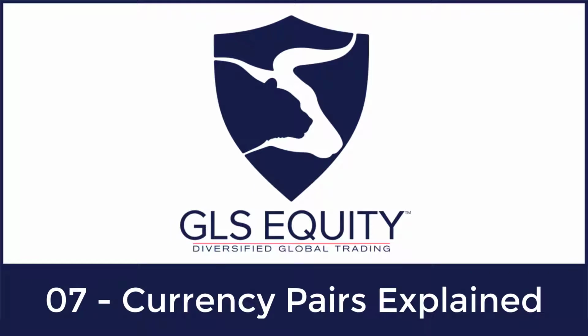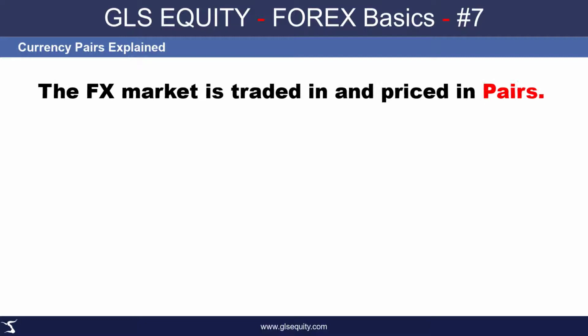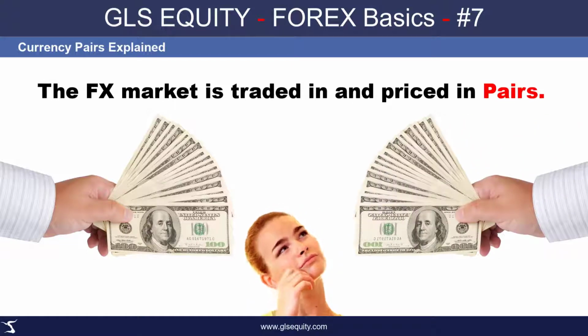Currency pairs explained. The FX market is traded in and priced in pairs. And the reason for this is really very simple. To buy money, you need money, but obviously you are not going to use the same currency to buy and sell. You would not buy 10,000 US dollars with US dollars. That would be a little silly.